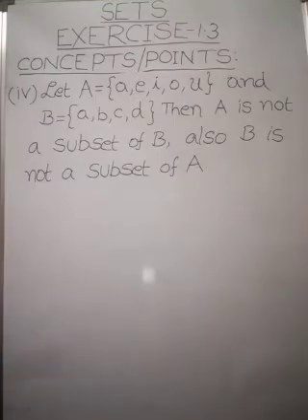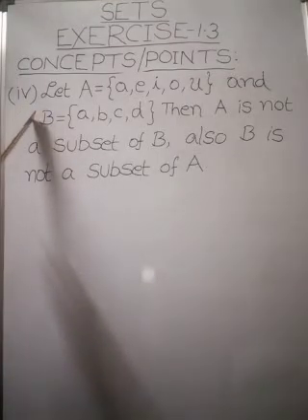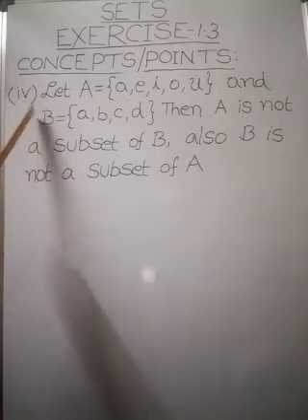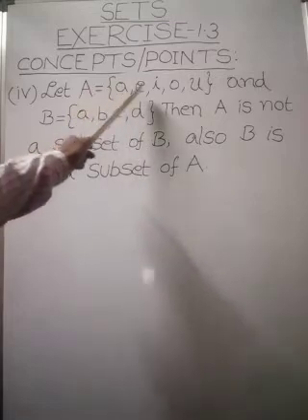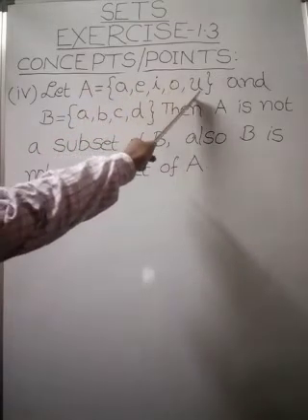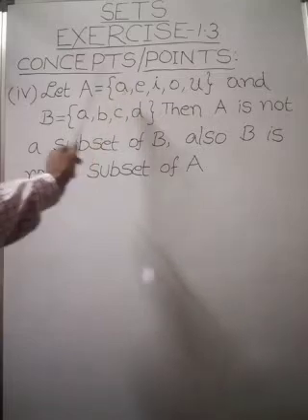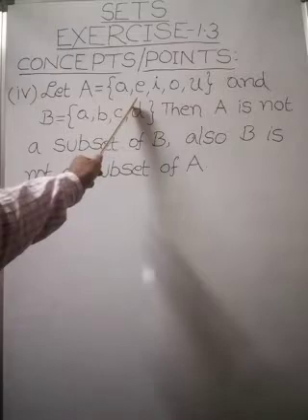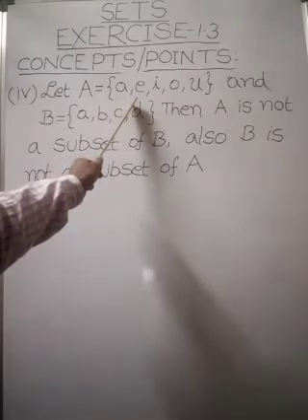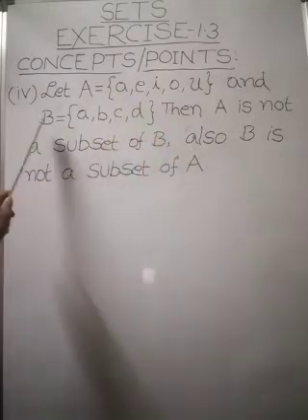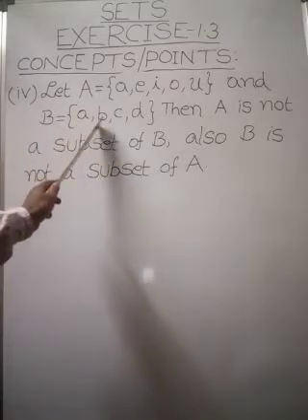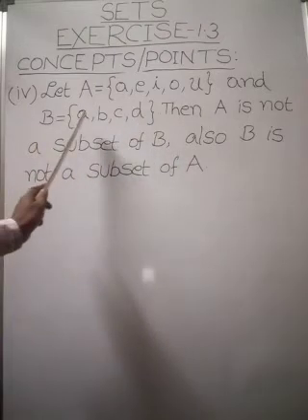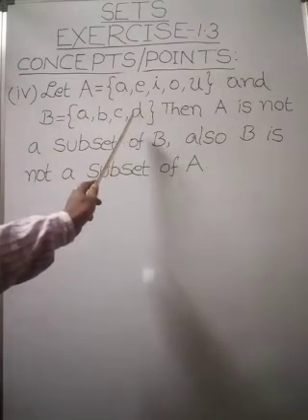Now let us take another example to understand these concepts very clearly. I am taking another example. Let A be equal to {a, e, i, o, u}. These are the elements in set A, which are nothing but the vowels in the English alphabet. Do you remember this one, my dear children? Yes. And B is equal to {a, b, c, d}. These are the elements in the set B. These are the first four letters in the English alphabet.